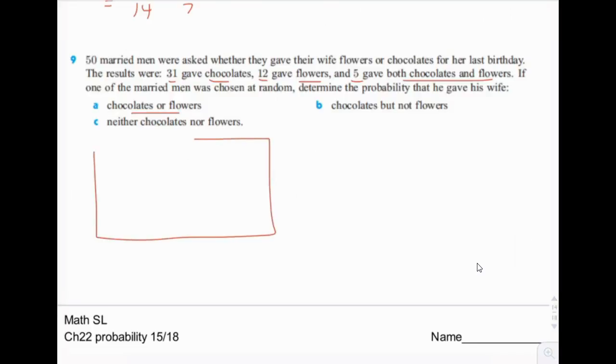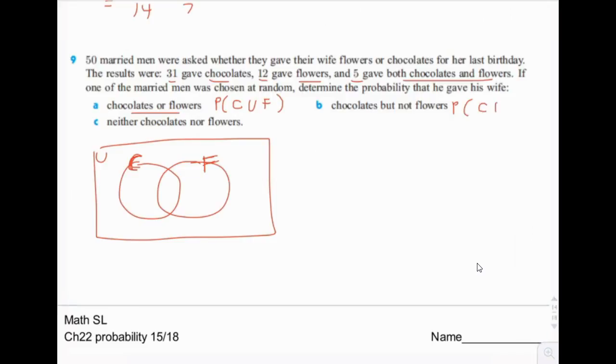So we're going to draw a Venn diagram called chocolate and a Venn diagram called flowers, and then the universal set there. And so chocolate or flowers, that would be like saying the probability of chocolate or flowers. Chocolate but not flowers, so that would be the probability of chocolate and not flowers, right? Chocolate but not flowers, okay?